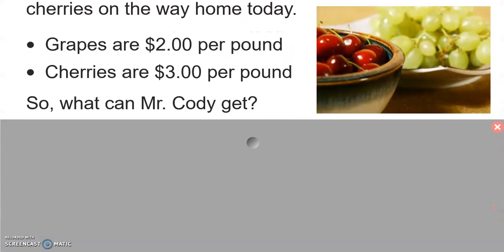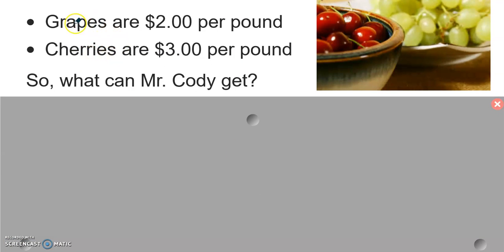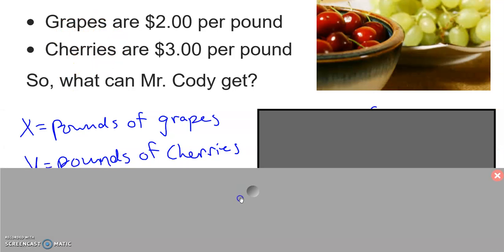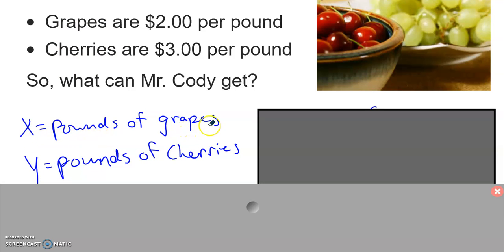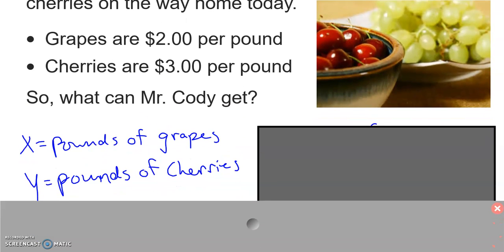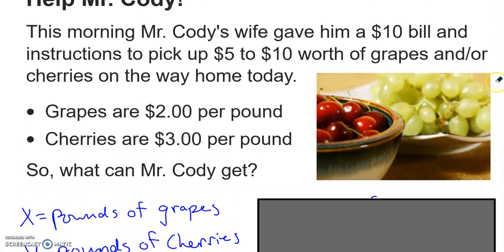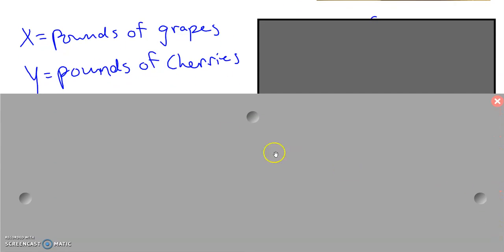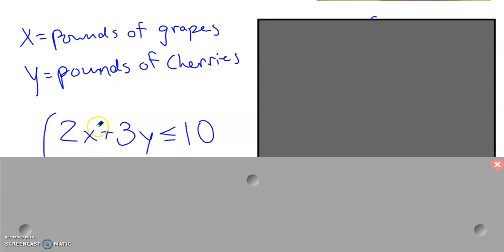What we're going to do is define variables. My two variables are how many grapes I'm buying and how many cherries I'm buying. I'm going to define x as the number of pounds of grapes, and y as the pounds of cherries. Now, however many pounds of grapes I buy, I multiply that by 2. However many pounds of cherries I buy, I multiply that by 3. When I add those together, I'll get the total amount of dollars, and my instructions are I need to spend between $5 and $10. So 2x plus 3y has to be less than or equal to 10 because I can't spend more than $10.